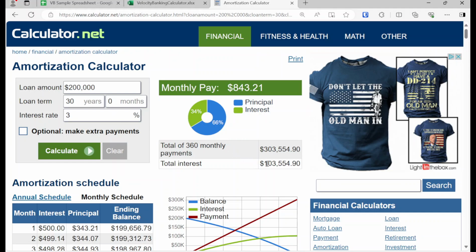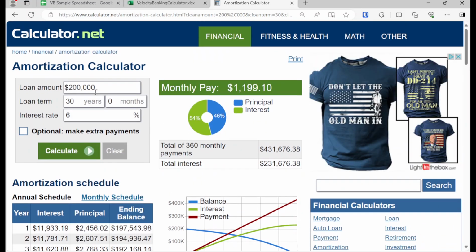But even at 3%, I mean, take a look at that. 103,000 for a $200,000 loan. I mean, if I do 6%, right? Here's what's crazy. You're basically paying two times the house, right? $200,000 and then $231,000. That's $431,000 in total. So what I thought was just going to essentially be a $200,000 house became more than double that.